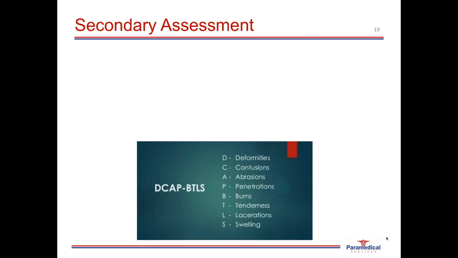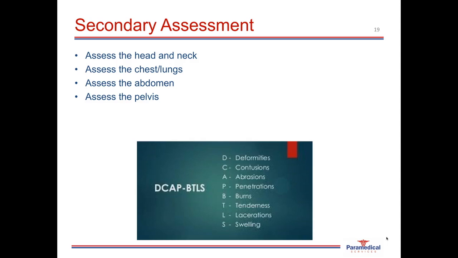After completing your primary assessment, taking a history and doing your vital signs, the next thing to do is do a complete head-to-toe or secondary assessment. This includes assessing the head and the neck, the chest or the lungs, the abdomen, the pelvis, the lower and the upper extremities, and assessing the patient's back.